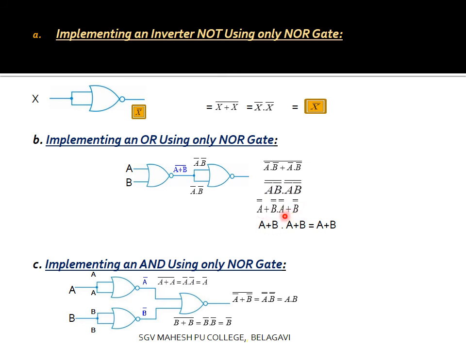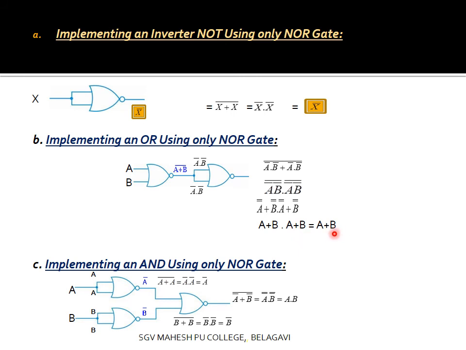Then after we further solve it, we get A plus B, because A double bar plus B double bar gets cancelled, and you remain with only (A plus B) dot (A plus B). We know that any variable multiplied with the same variable remains as it is, that is (A plus B) dot (A plus B) remains A plus B.